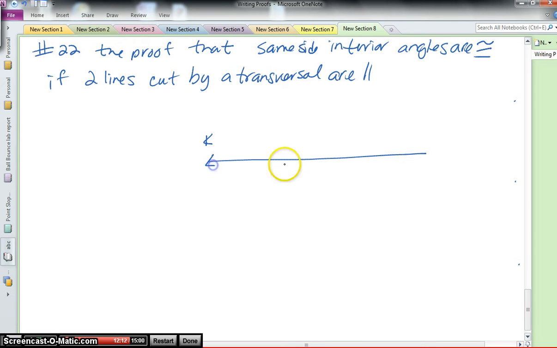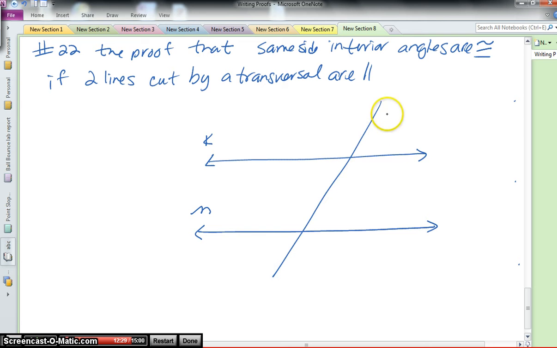So here's line K, draw the drawing first. Line N, the transversal looks to me like T, but that might be L. So you copy that however you see that on page 79. Angle 1, angle 4, angle 2. We're asked to prove that angle 1 is supplementary to angle 4.